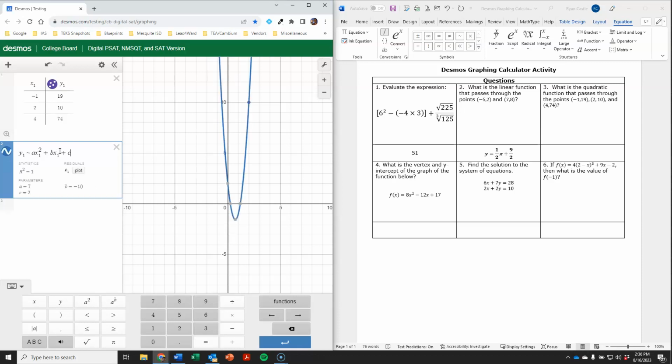then finally plus c. And so I get my nice values for a, b, and c, which is going to allow me to come over here and type my answer. Y equals 7x squared minus 10x plus 2.